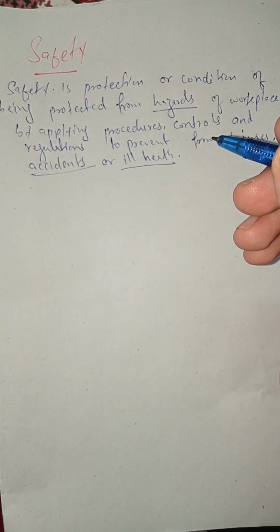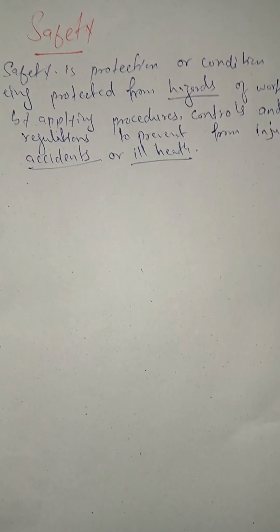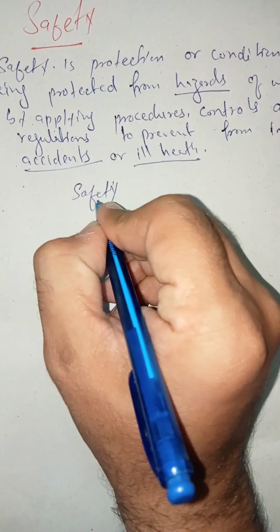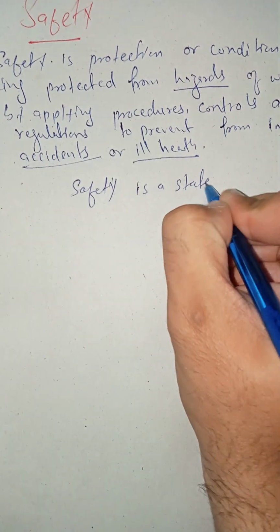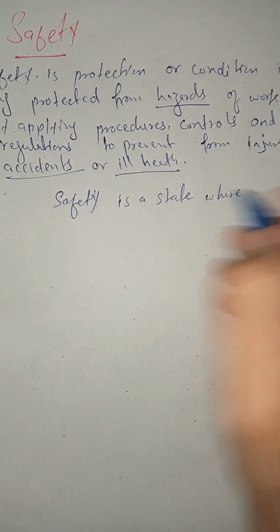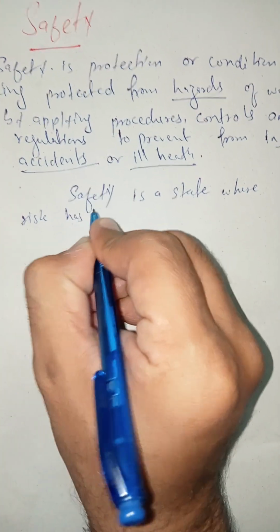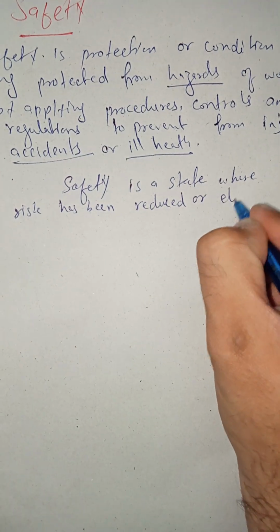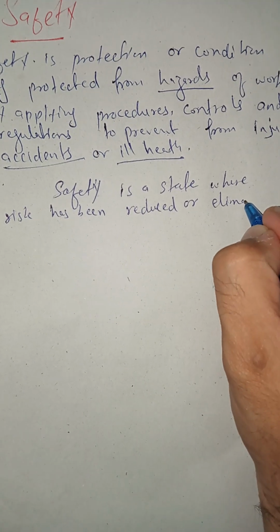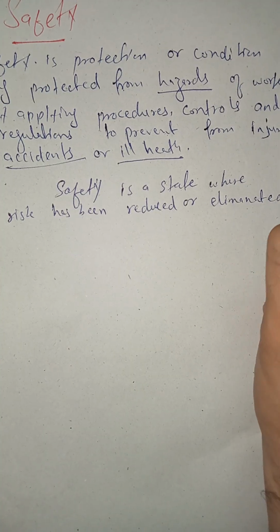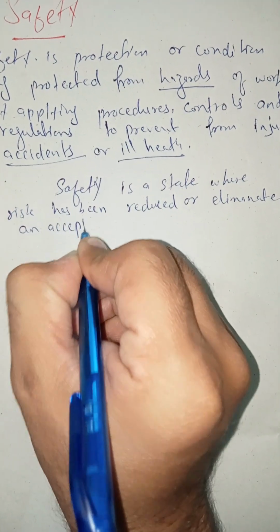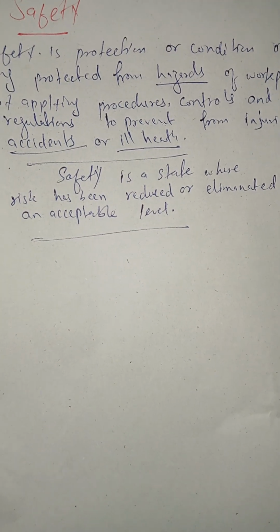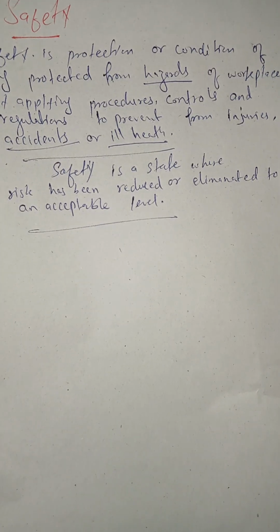This is the main purpose of the safety. In short, we also can say that safety is a state where risk has been reduced or eliminated to an acceptable level. This is the short definition. Safety is a state where risk has been reduced or eliminated to an acceptable level.